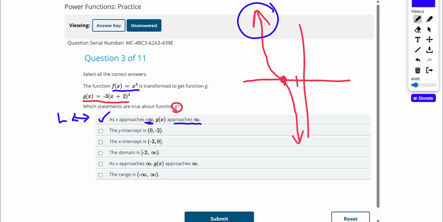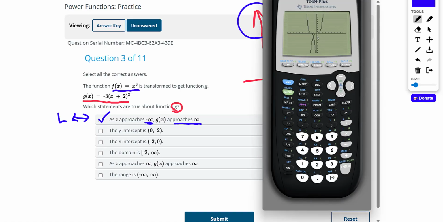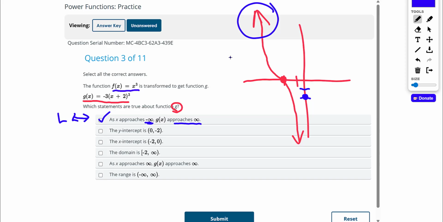Next one, the y-intercept is 0, -2. Well, the y-intercept is where it crosses the y-axis. This is the point 0, -2. This graph, even though it's not exactly like what it looked like in the calculator, we can see either from my picture or this picture, it's clearly not crossing the y-axis at -2. We can see, though, the x-intercept. We've already talked about this. It is crossing at -2, 0. This +2 right here shifted that parent function left 2.